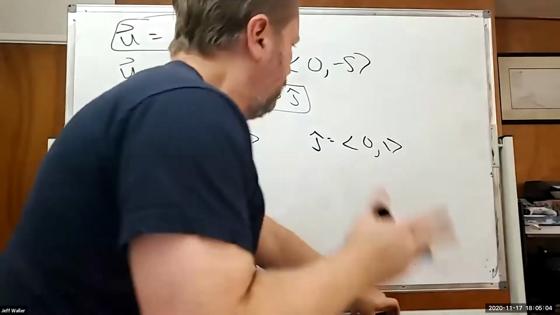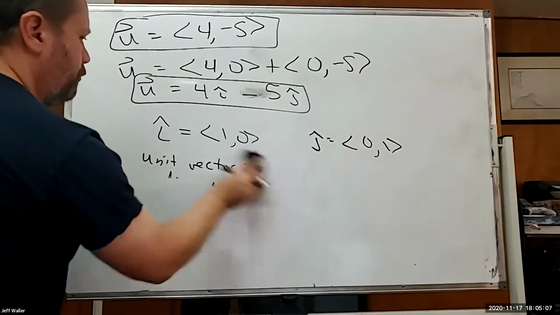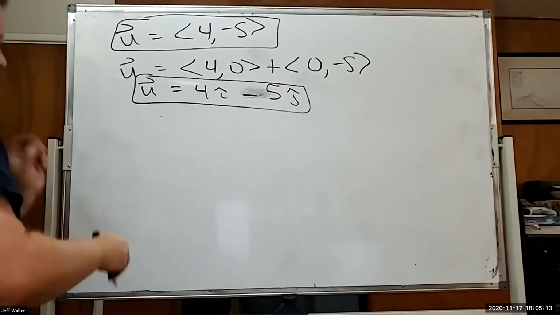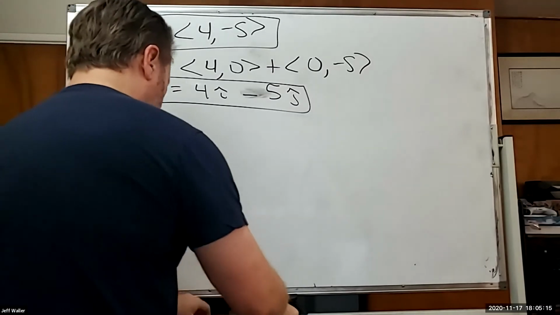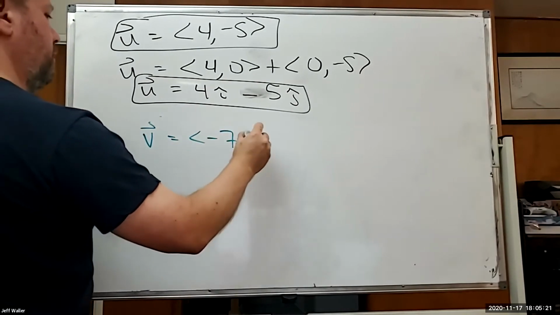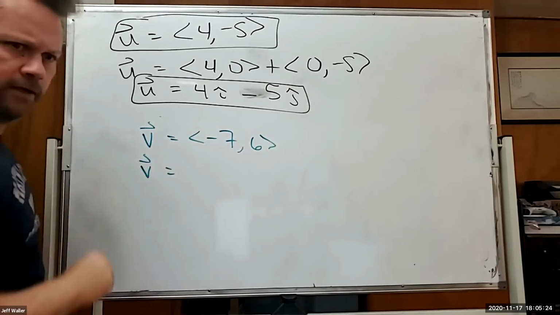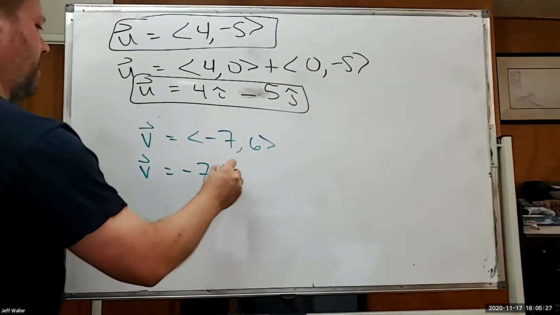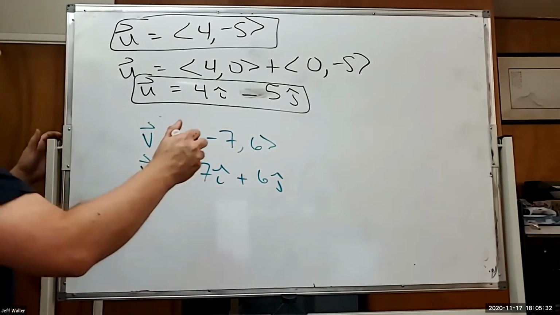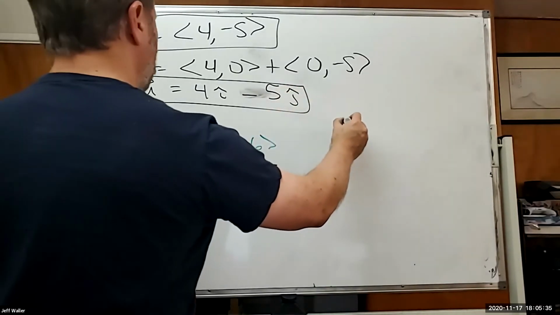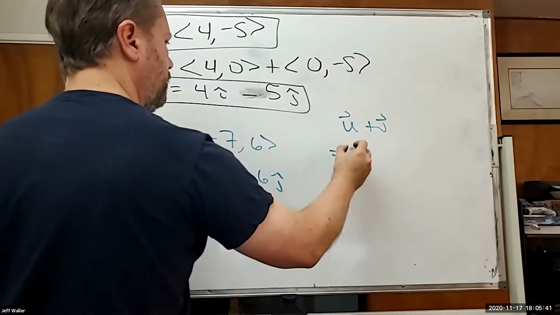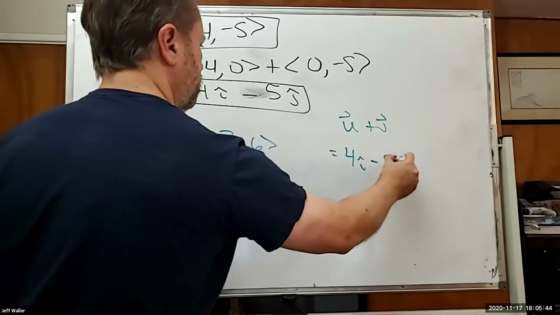So now it makes even more sense why we add vectors the way we do. If I have this vector u and I have this vector v, -7, 6, that means v is, can you guys see that all right? -7 i hat plus 6 j hat. Is that cool? All right, I like it. So then if I want to do u plus v, and I look at it in terms of i and j notation, this just becomes like terms.